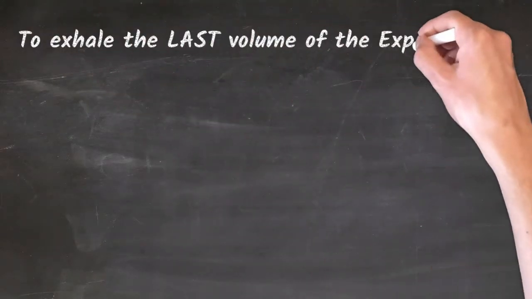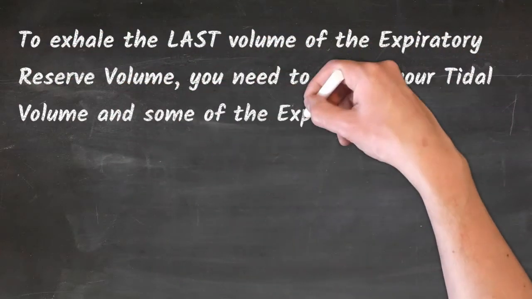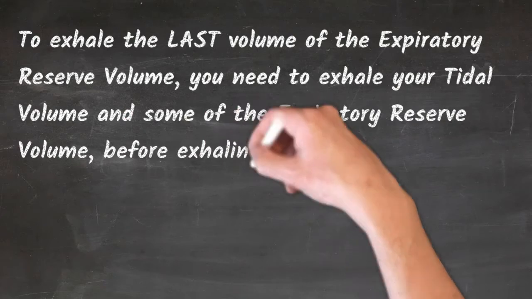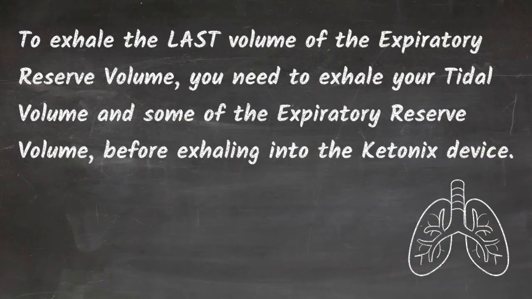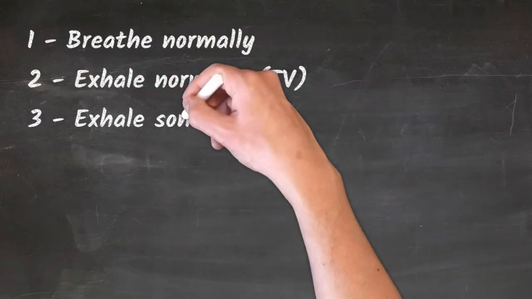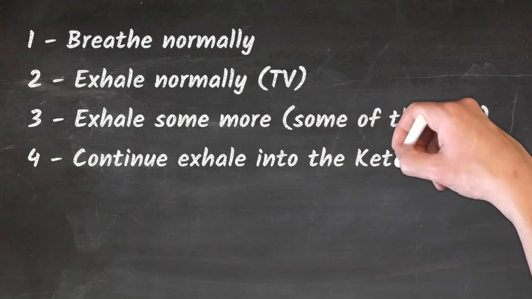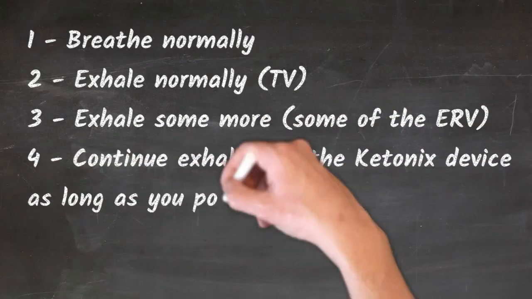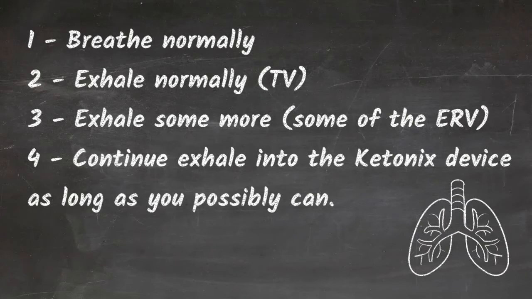To exhale the last volume of the expiratory reserve volume, you need to exhale your tidal volume and some of the expiratory reserve volume, before exhaling into the Ketones device. Breathe normally. Then do a normal exhale, this is the tidal volume. Then exhale some more, this is some of the expiratory reserve volume. Then continue, exhale into the Ketones device, as long as you possibly can.